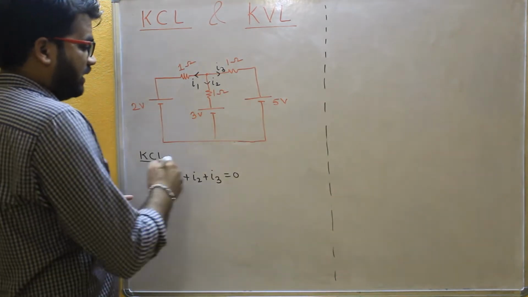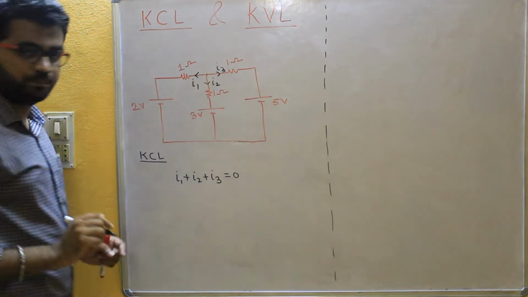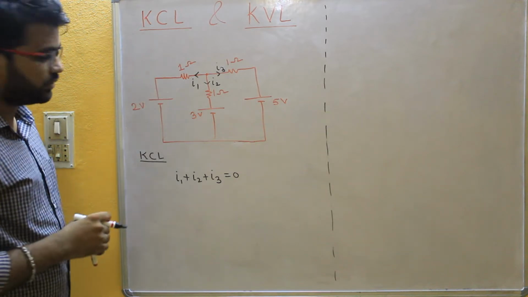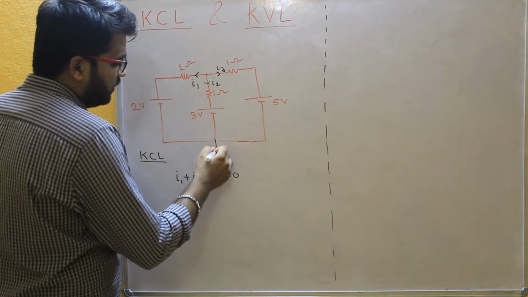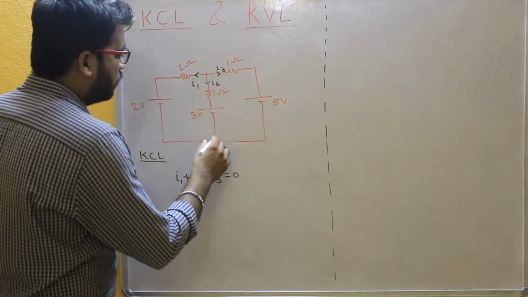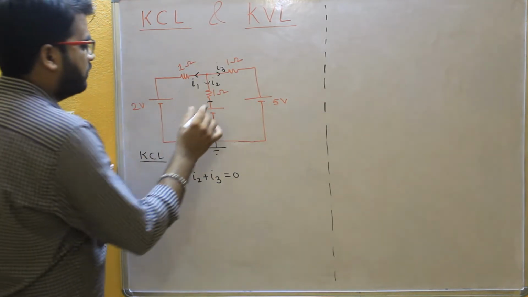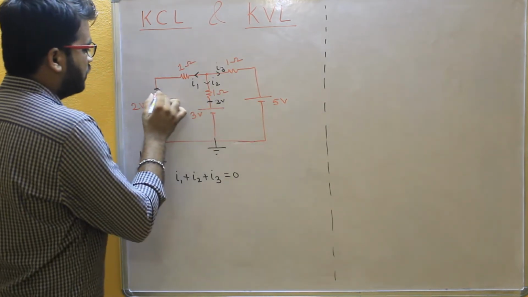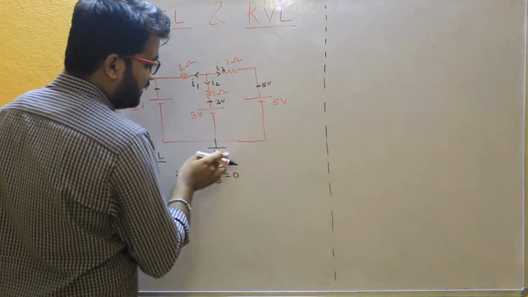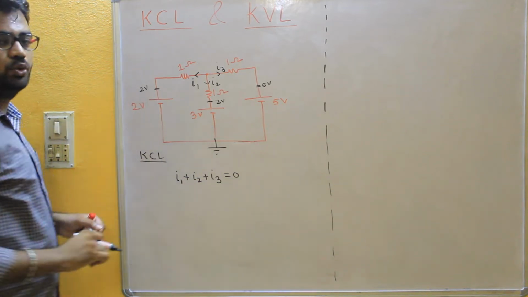Now what is I1, I2, I3? I1 is the current going through this branch, I2 this branch, I3 this branch. Now I1 is potential difference divided by the resistance. I am considering over here the ground, and ground potential we know is 0 volt. The potential difference across this battery is 3 volt. So we have 3 volt over here, 2 volt over here, and 5 volt over here. Why? Because 5 minus 0 will be 5 volt, 3 minus 0 will be 3 volt, and 2 minus 0 will be 2 volts, right?